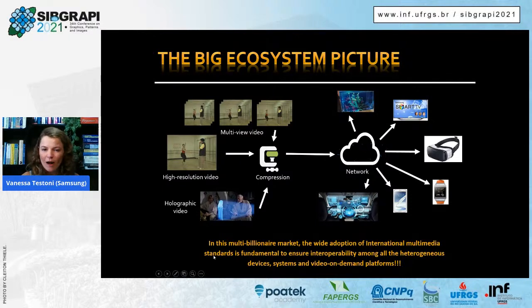And one technology that's fundamental for this is the multimedia standards. So this is, of course, a multi-billion dollar market. And we want all of those pieces to be able to connect. So if you have an international standard, or in this case, several, you will be able to ensure the interoperability of all of those super heterogeneous devices, systems, and video on demand platforms, and all of the companies that are involved in the development of these pieces of this ecosystem, right?